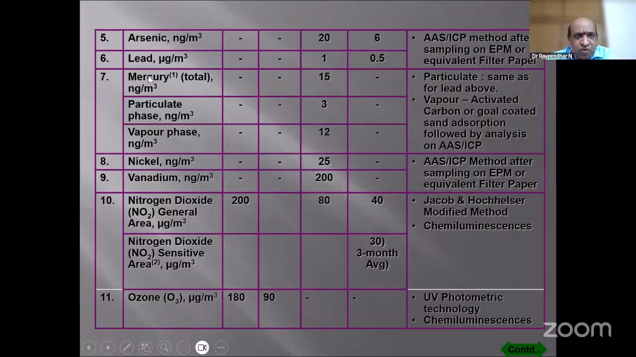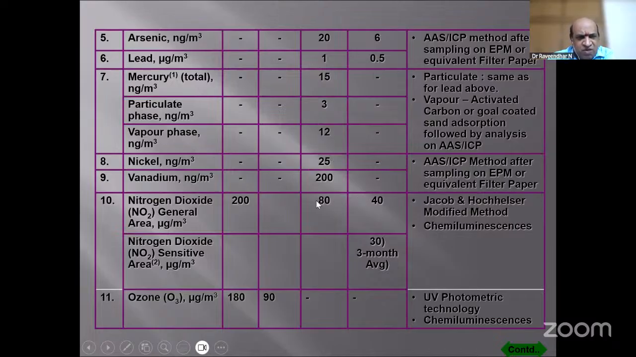In addition, we have a small amount of arsenic. Lead is also reduced. Mercury is also given. Particulate matter is also given, and mercury in particulate. Mercury is not present anywhere, but there is a possibility of mercury, so we have kept limits. Nickel is still present in our air, but it is not much dangerous. Vanadium is also present, but it is also not much dangerous. Sometimes instead of lead, we may have a small amount of nickel.